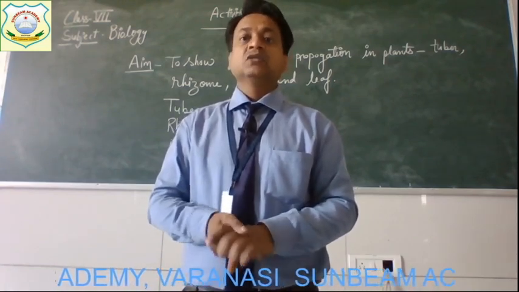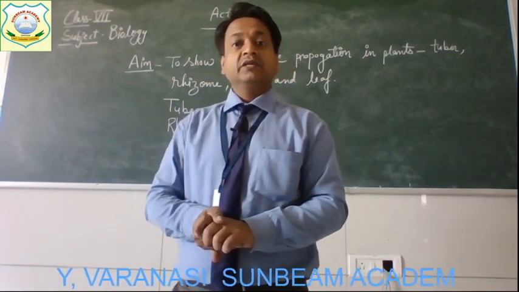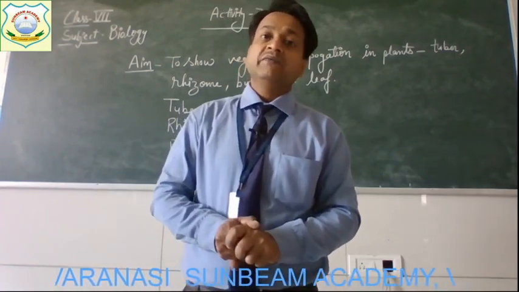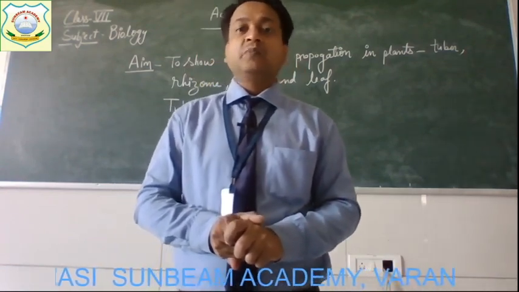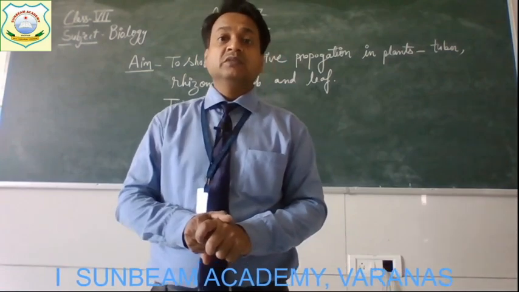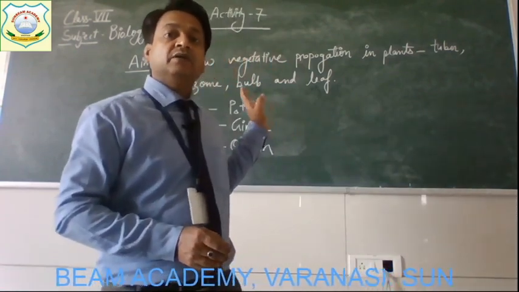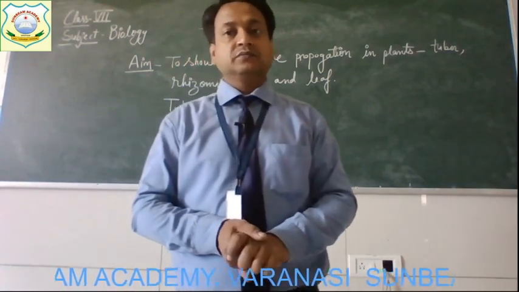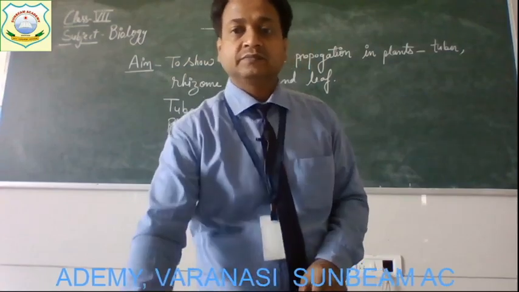So this is our activity number 7, in which we have seen that different vegetative parts of the plants produce new plants, and the structures of these parts are also different, such as tuber, bulb and rhizome. I hope that you understood this activity.